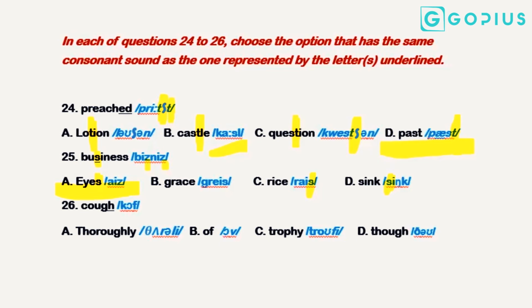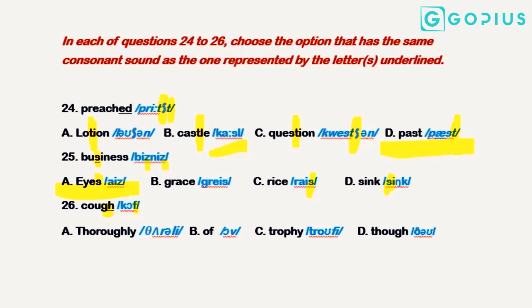For the next question, we have cough. So we're going to look at the transcription of each of them. The first one is thoroughly. We have the theta sound, it doesn't have the cough here, the GH. The sound represented by the GH is the voiceless consonant sound. You can see that here. So now we're going to look for which of these words in the options has the voiceless sound.